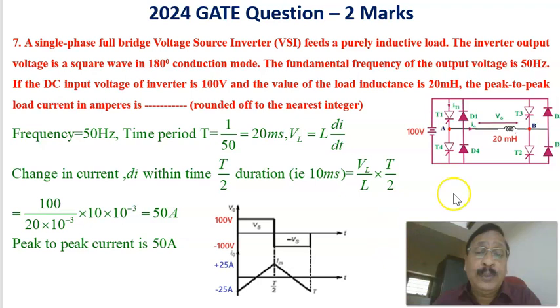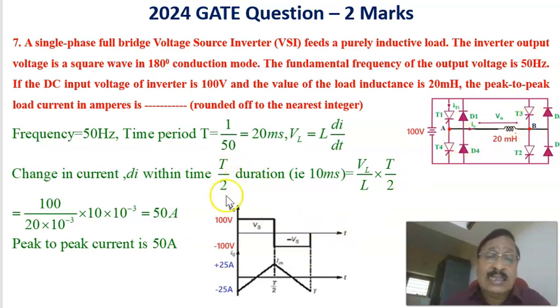What is the peak to peak current of the inductor? That is the current through the inductor. When the switch is on, this becomes plus and this becomes minus, because the path is through T1 and T2, or even if the diodes are conducting, it is the same thing. During that period you get a positive voltage, and when the other two thyristors T3 and T4 are conducting, you get a negative voltage. Therefore, this is the output voltage, or voltage across the inductor.